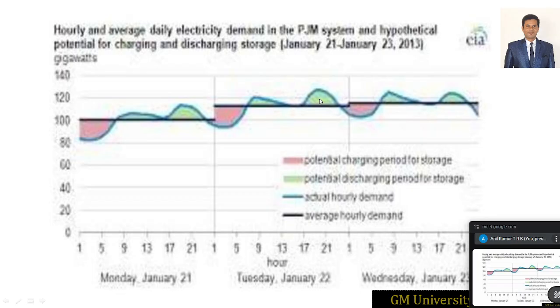Okay, so this is the hourly demand. The line you can see, the straight black line, is the hourly based demand. The storage happens, and during the time when there is demand, we are going to discharge. Okay, this is actually the graph of how the energy storage can happen across different days and months.